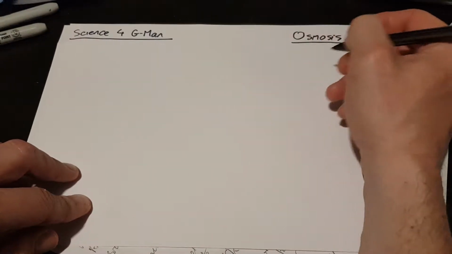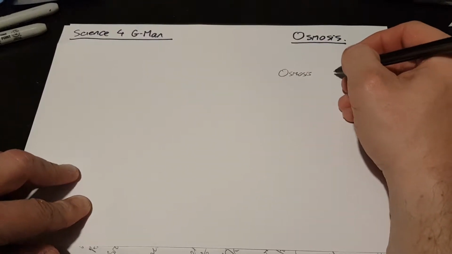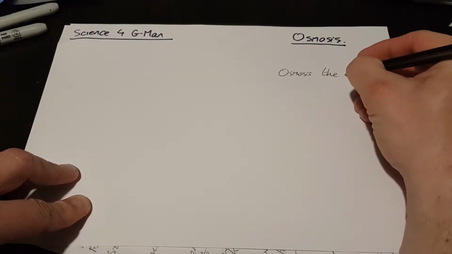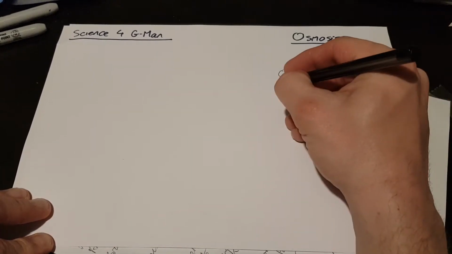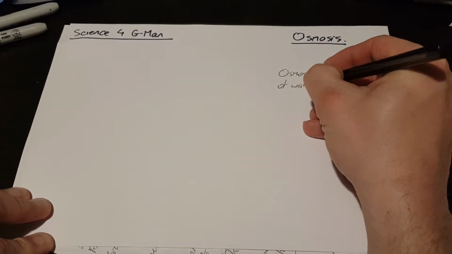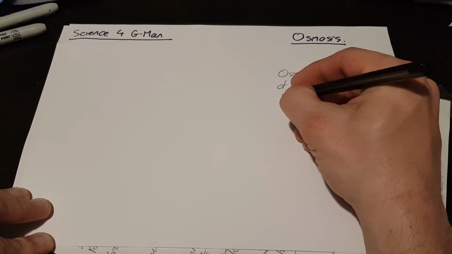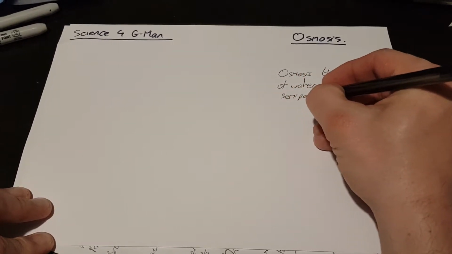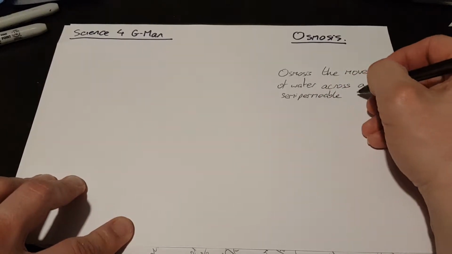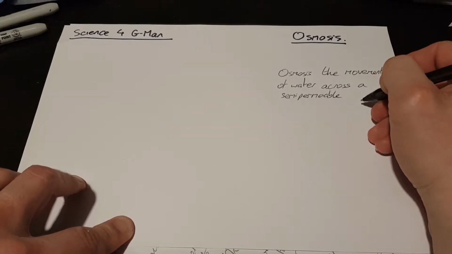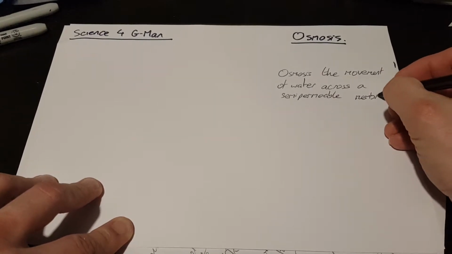Well, osmosis is the movement of water across a semi-permeable membrane. That means that it lets some things through but not others. It's all about the size of the molecule. Water is small enough to get through, but things like glucose are too big.